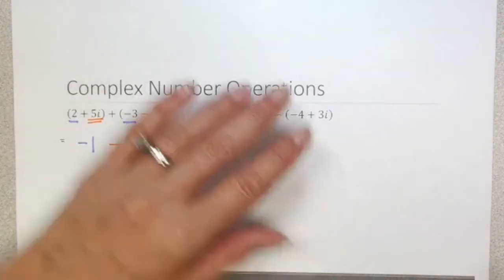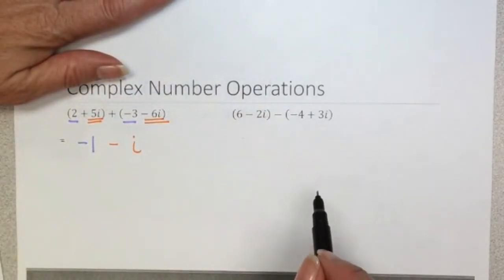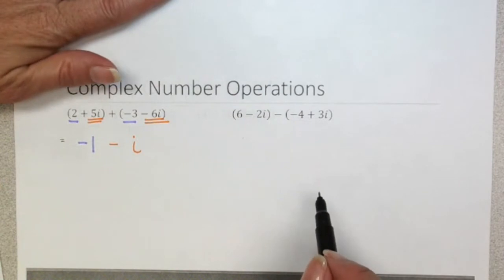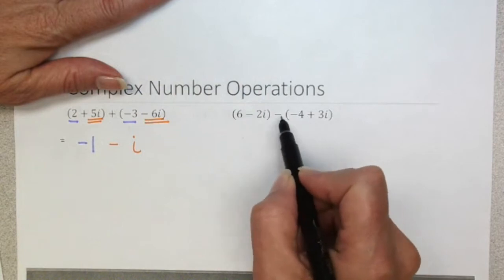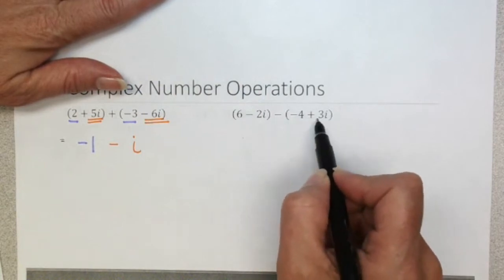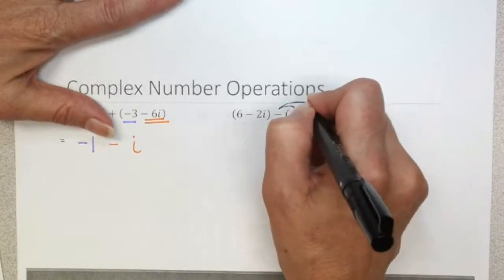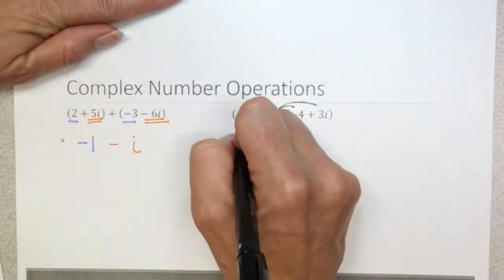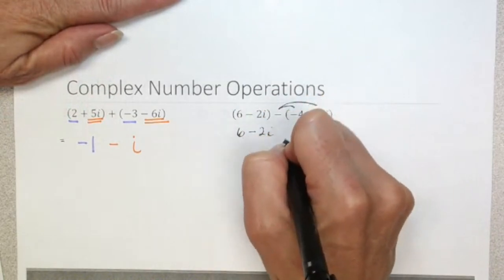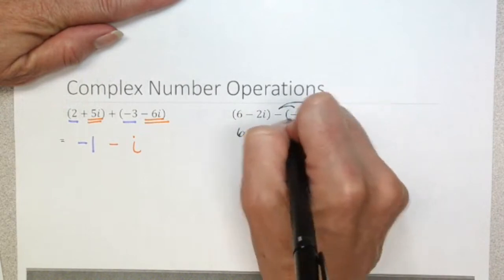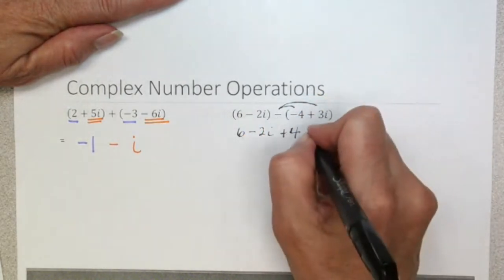When we're subtracting complex numbers, do you know what I like to do? I like to distribute the negative sign and drop the parentheses. When I do that, that helps me not forget that I'm subtracting the real number and I'm subtracting the imaginary number. So I like to distribute this negative sign and go ahead and drop the parentheses. So then this becomes 6 minus 2i minus -4i. That's plus, I'm sorry, minus a -4. So that's plus 4, and then minus 3i.